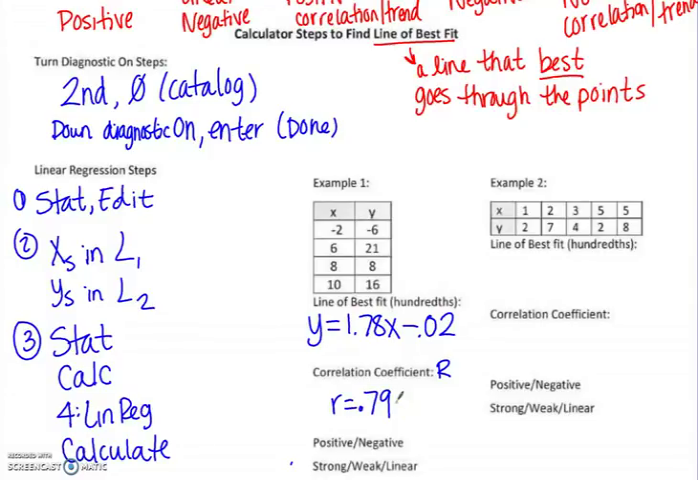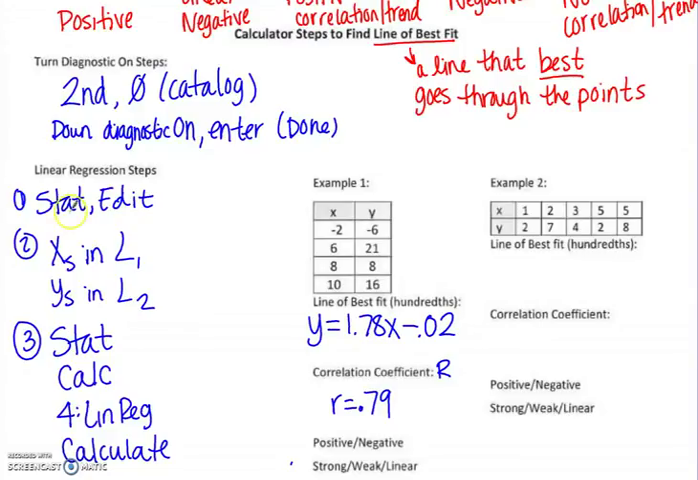Okay, and we're going to leave off this positive, negative, strong, weak for a second. So let's do example 2. Let's follow these steps again. I do not have to turn my diagnostic on again unless you clear the memory of your calculator. If you clear the memory of your calculator, you've got to do it again. But if not, I'm just going to follow this.